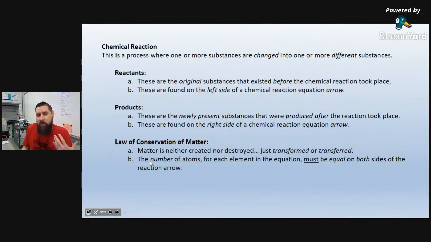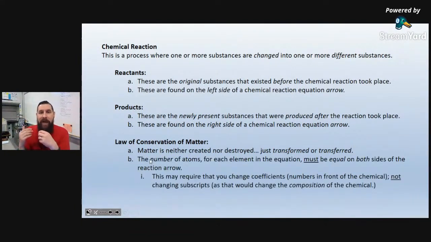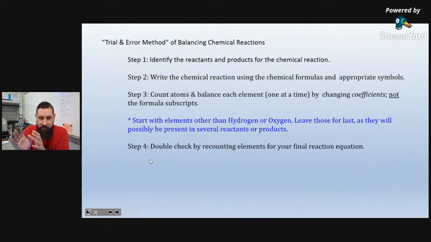And in doing so, what we find is that this may end up requiring us to change the coefficients, or the numbers in front of the chemical compound. We do not ever change the subscripts on a compound, because if you change the subscript, you change the composition of that compound. So how do we go about balancing? Well, trial and error first, and these are your steps. The first thing we want to do is identify the reactants and the products. Now for this video, we're actually going to start at step 3. But step 1, you're going to see an example of this at the very end of this video.